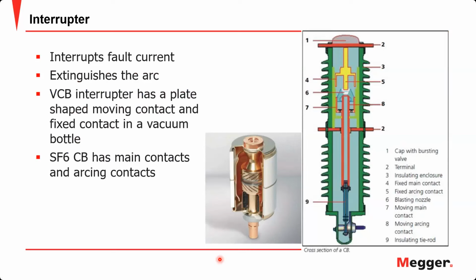Moving onto interrupters, we have many types of interrupters, like VCB, vacuum circuit breaker, interrupters, and SF6 interrupters. VCB interrupters consist of two plates inside a vacuum bottle. As for SF6, what's special about it is that it has two moving contacts and two fixed contacts. The outer one here is the main contact, and the inner one is the arcing contact. The arcing contact is used to suppress the arc. It's made of special material that can withstand the high heat of the arcs, and it's usually the first one to close and the last one to separate during the open operation.